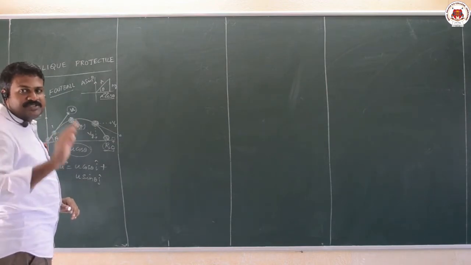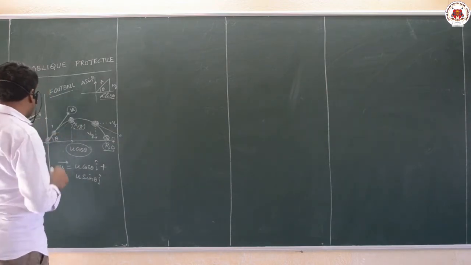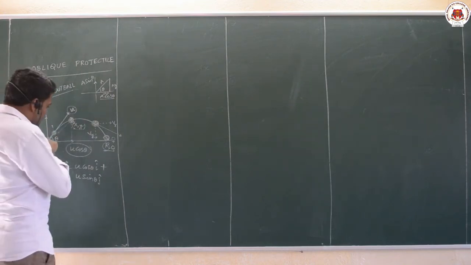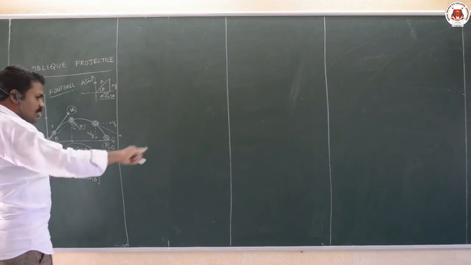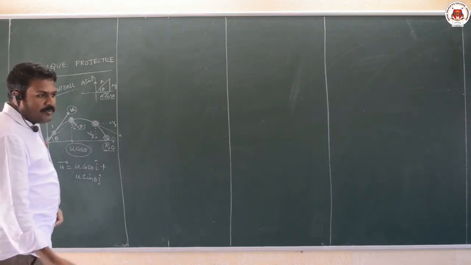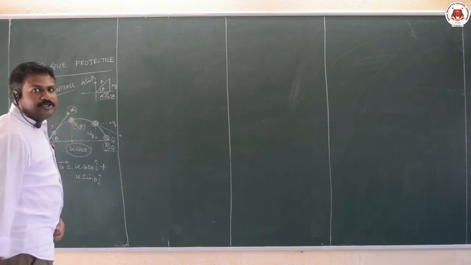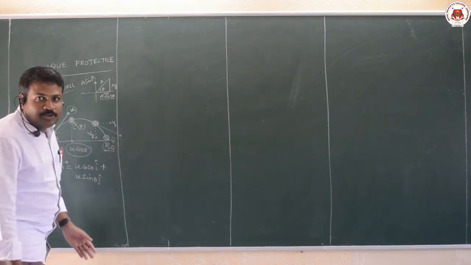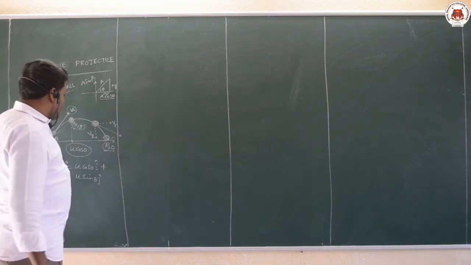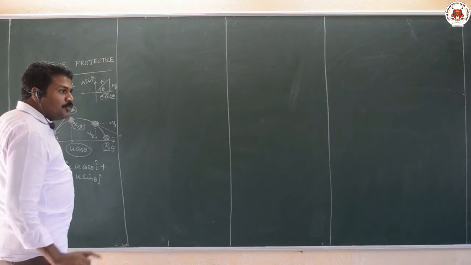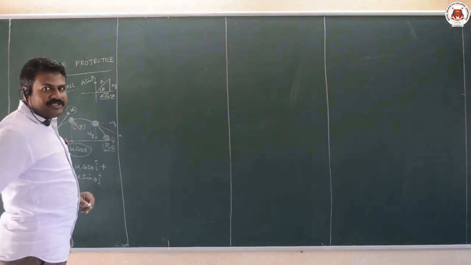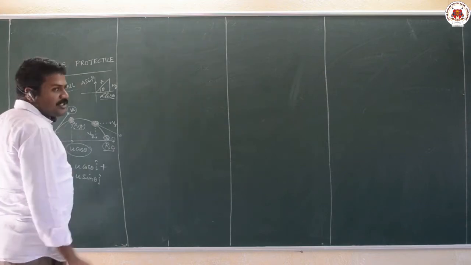That is the difference: if you take a vertically projected body, it moves vertically upwards. If you take a horizontal motion in straight line, body moves along x only. Suppose you make a ball roll on the ground, it is taking only x axis. If you make a ball move in air in forward direction, if you throw a ball like this, that is an example for oblique projectile.